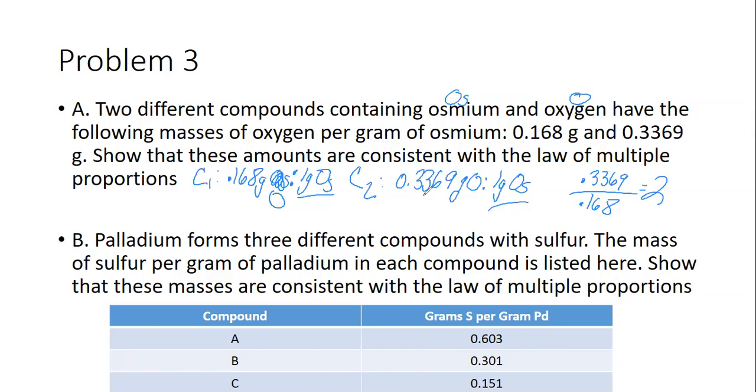So for the last couple minutes, I have B here for you, and I believe that's our last slide. Not quite. Okay, but we'll end here. So B, we have the element palladium, and we're forming 3 different compounds with sulfur. So in your table are grams of sulfur, and it's always 1 gram of palladium. I want you to show me, are the combinations of A and B consistent with this law of multiple proportions?